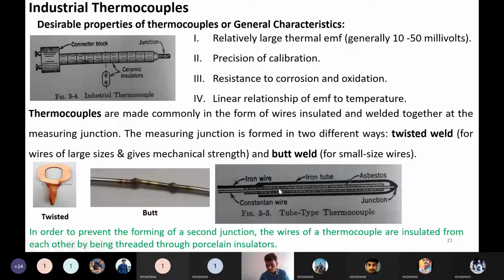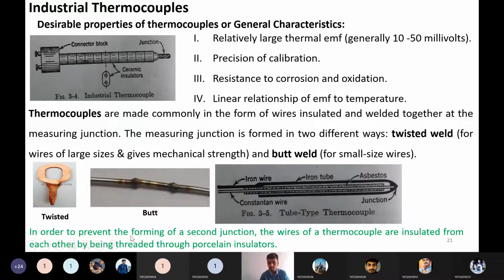So in order to avoid close contact between them, and also to prevent the formation of any different junctions. Only we want a measuring junction and a reference junction. Apart from that one, we don't want any other junction to be formed. So in order not to form that type of junction, we need to avoid close contact between two dissimilar wires. To do that, we will be fixing some insulating material like asbestos, cotton, and this ceramic type of setups. We can use them for insulating.